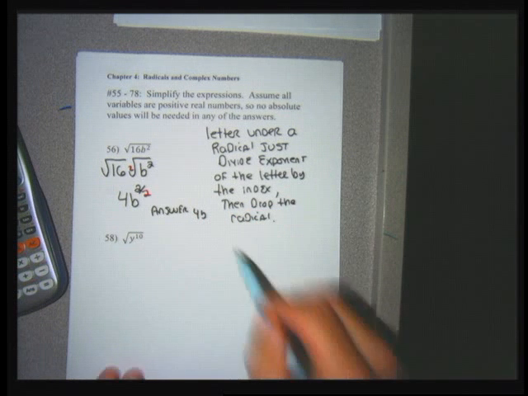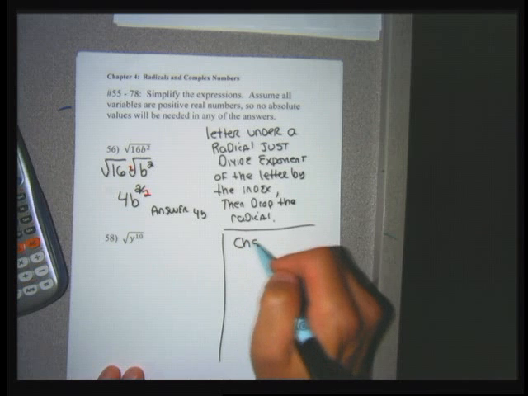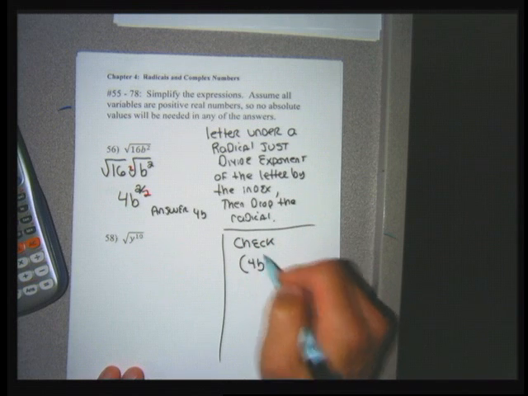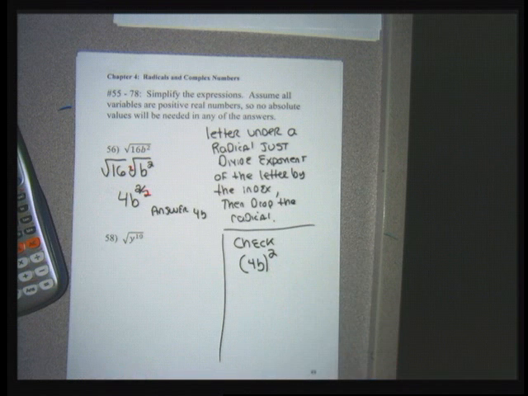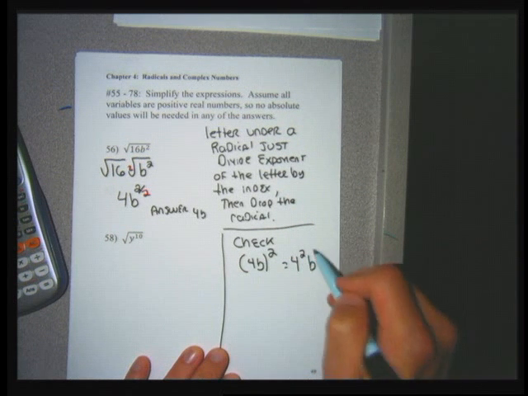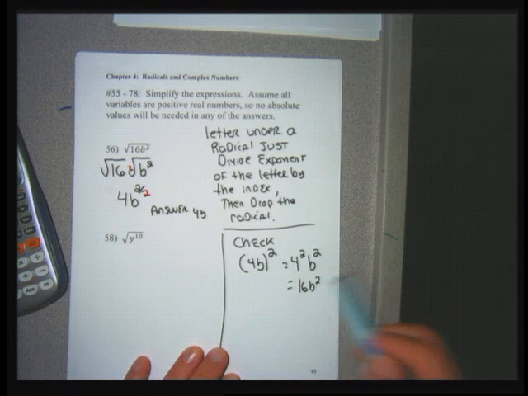I could check it if I want to. I generally don't check. But to check this, whatever I say is the answer to a square root problem, I have to be able to square it and get what's under the radical, because that's what it's asking me. What squared is 16b squared? And to square this, I'd square the 4 and I'd square the b. That's a strategy that we learned back in chapter P. This would give me 16b squared. And so I know my answer is right.